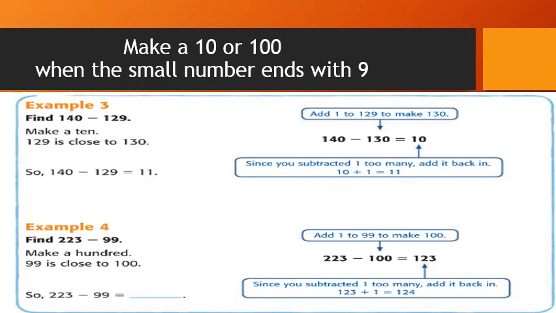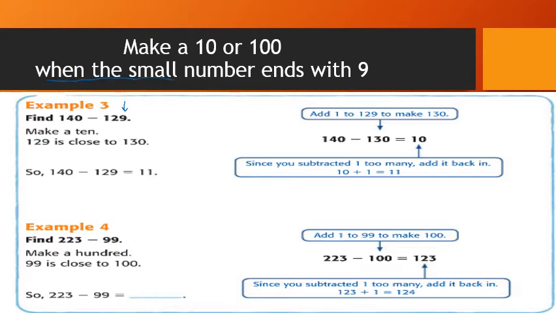Here, example number 3, 140. Okay, find 140 minus 129. Here, which is smaller, 140 or 129? Yes, correct. It is 129. I said before, look at the ones digit. What is the ones digit? It is 9. So, if the small number ends with 9, read this.